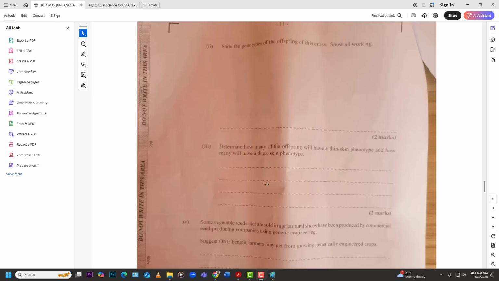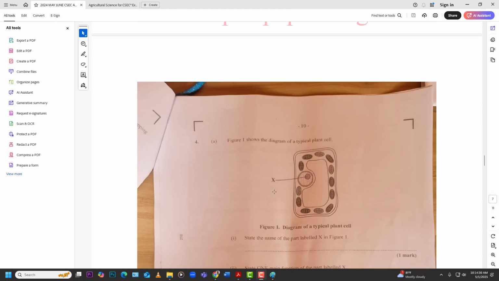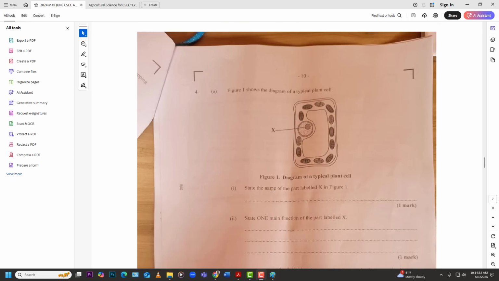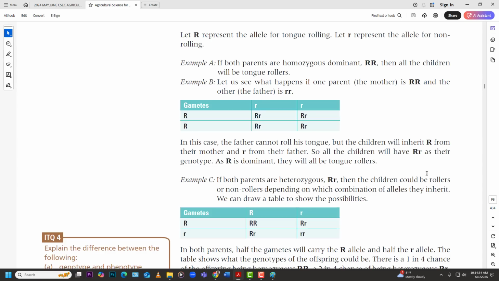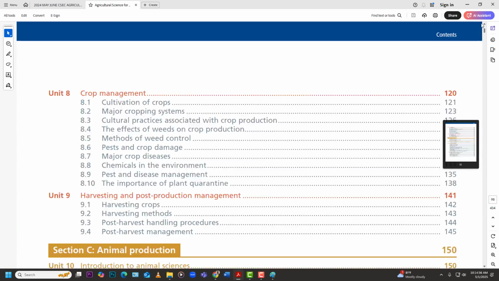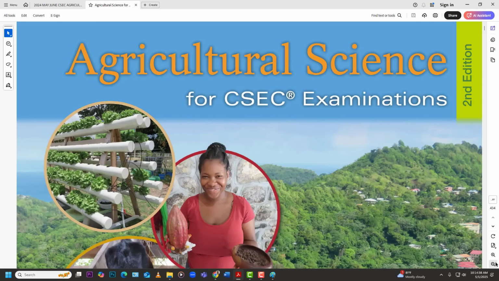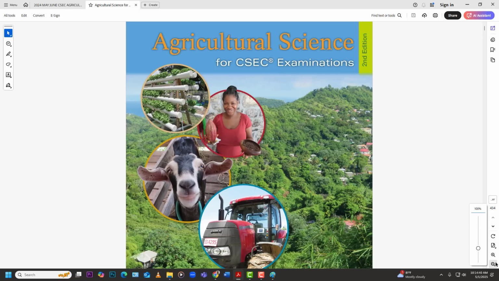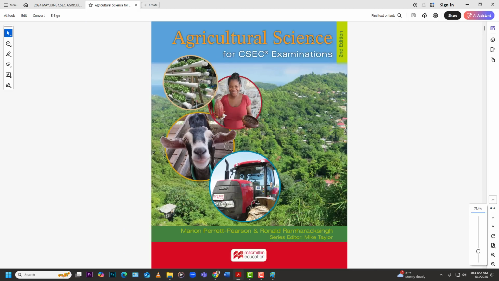Alright, so that's it for section 2. 2 questions. A lot of persons are asking about the textbook. This is the recommended textbook as far as the school that I teach. The Agricultural Science for CSEC Examination, second edition, by Roland and Pearson. That's the one that is recommended. And so that's it for that one.